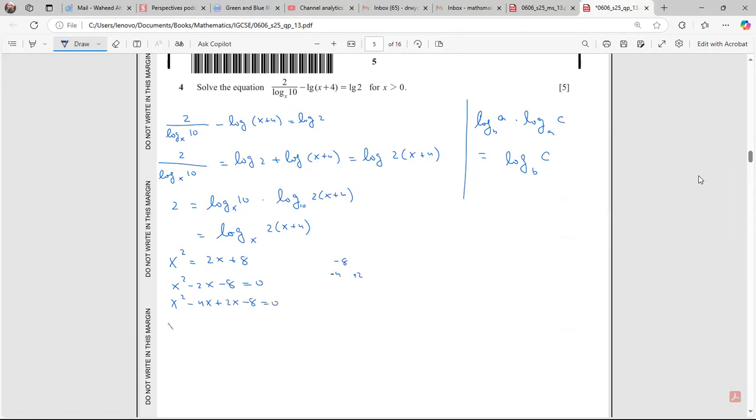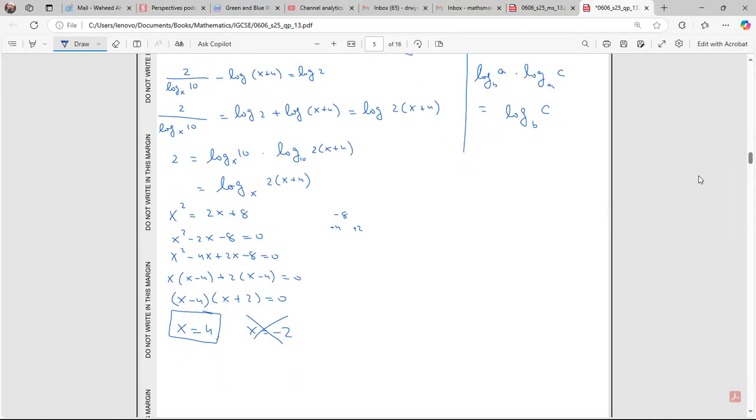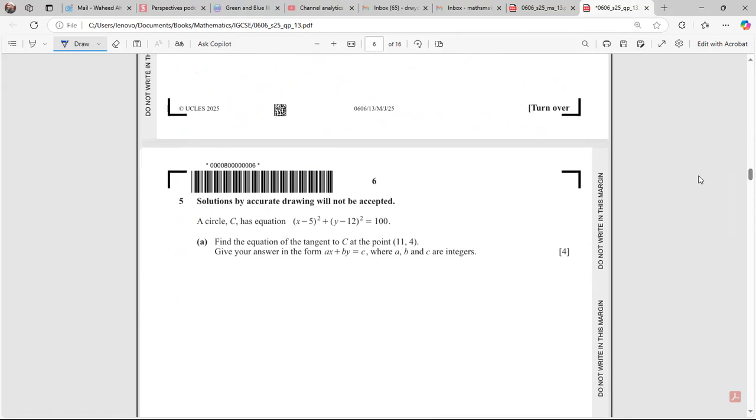So from here I will take x common. It's going to be x minus 4, plus 2 common, again x minus 4. So we'll have x minus 4 and x plus 2 equals 0. So from here we can see that x is equal to 4 and x equals minus 2, right? These are the two solutions. But remember, we are told in the beginning that x is greater than 0 only. So we will take this solution and discard this one. This is not the solution for this one. So question number 4, easy. Let's move on to question number 5.